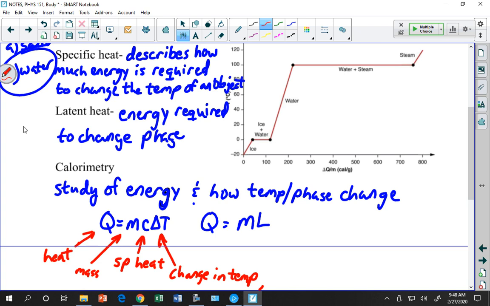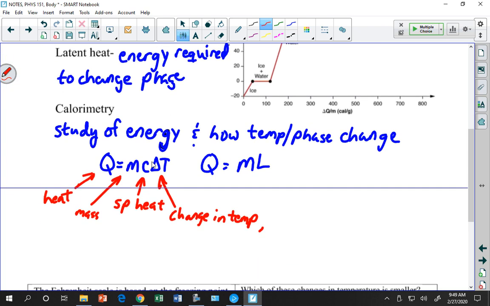Whereas for water, I put the same amount of heat into my water from the sun. My specific heat is really big, so I have a really small change in temperature. Okay? So I'll be asking those sorts of questions regarding that equation on the test.